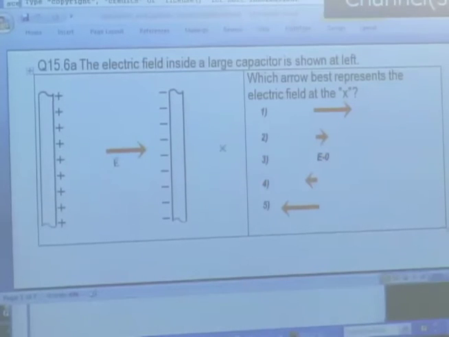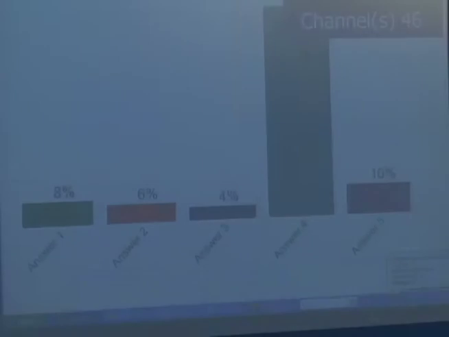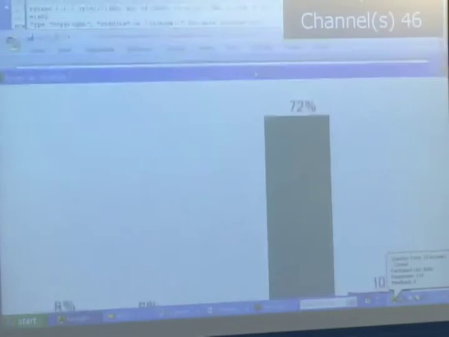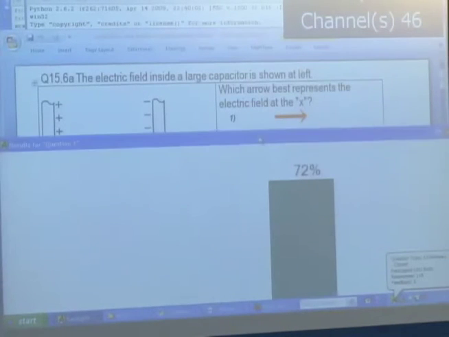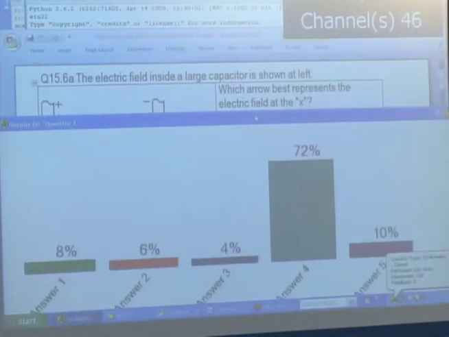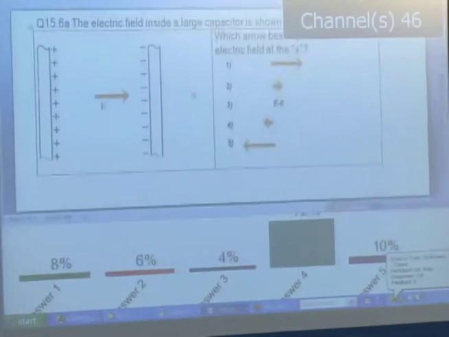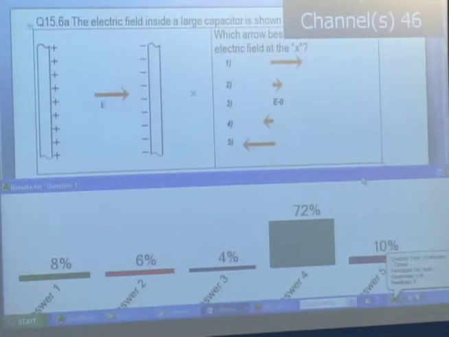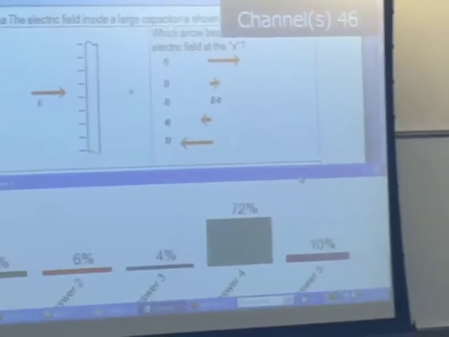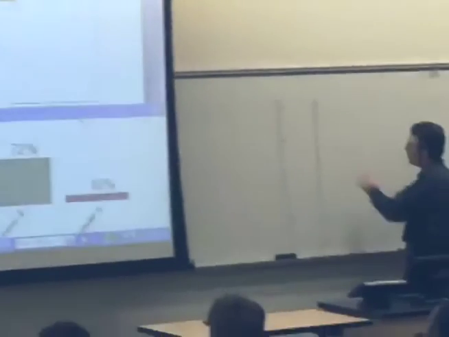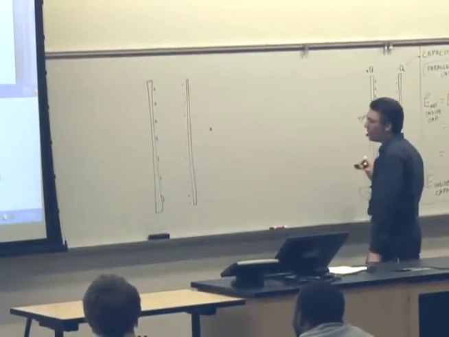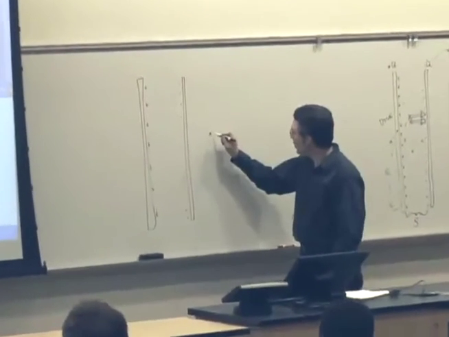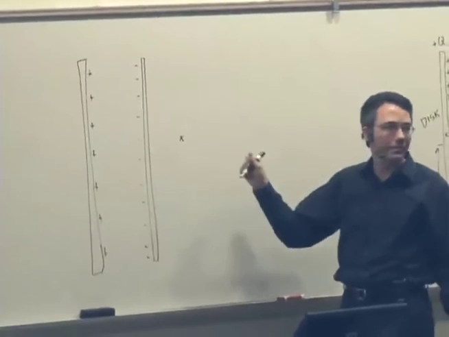Think about it. Talk to your neighbor. Okay, the biggest answer is 4, which is pointing toward the negative plate. That's probably a good expectation, because if we are at a location here, we are looking at, again, the superposition of two electric fields. The electric field due to the positive charge is pointing in which direction? That way.